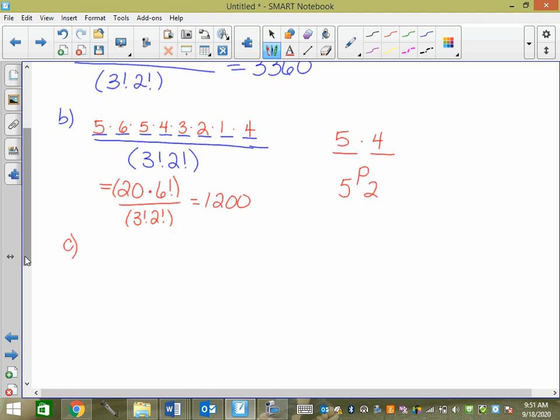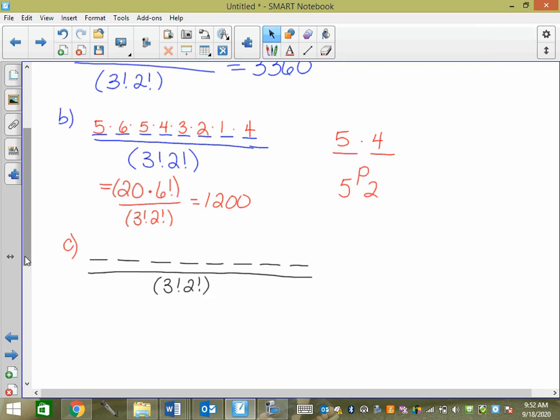C says the vowels must be together. How many vowels are there in aardvark? 3. Immediately I go 3 factorial, 2 factorial, because aardvark has 3 A's and 2 R's. I'm going to hook my 3 vowels together. 3, 2, 1. Why do I treat them like 3, 2, 1 when they're all A's and I flip them around, doesn't change anything? You're worrying about it at the bottom, that's getting rid of it. So we just treat them like they're all different at the top, right?